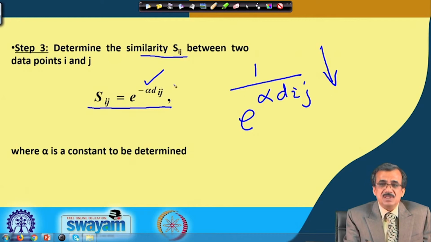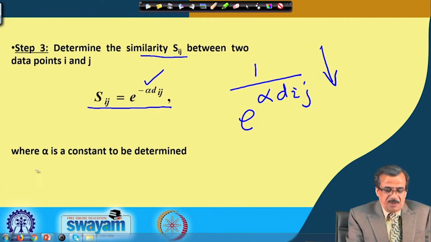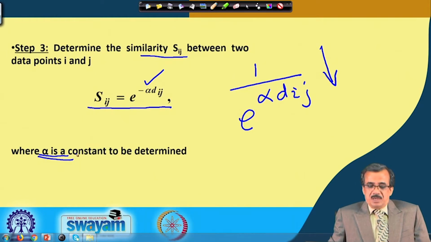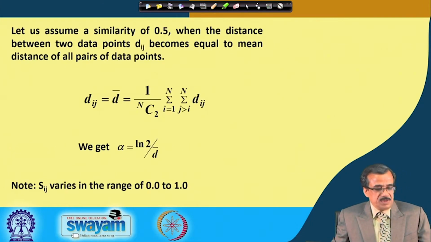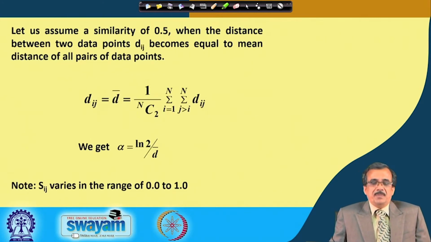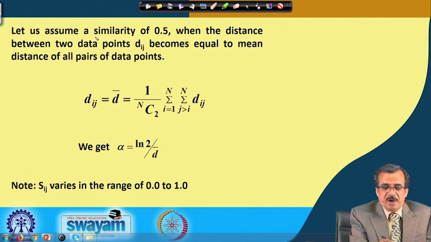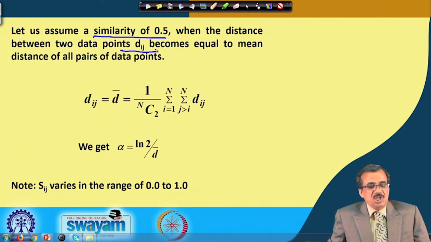So I am going to use the same expression: S_ij is e raised to the power minus alpha d_ij, where alpha is a constant whose value is to be determined. Now, how to determine the value of alpha? That I am going to discuss. To determine the value of alpha, we assume a similarity of 0.05 when the distance between the two data points, d_ij, becomes equal to the mean distance of all pairs of data points.